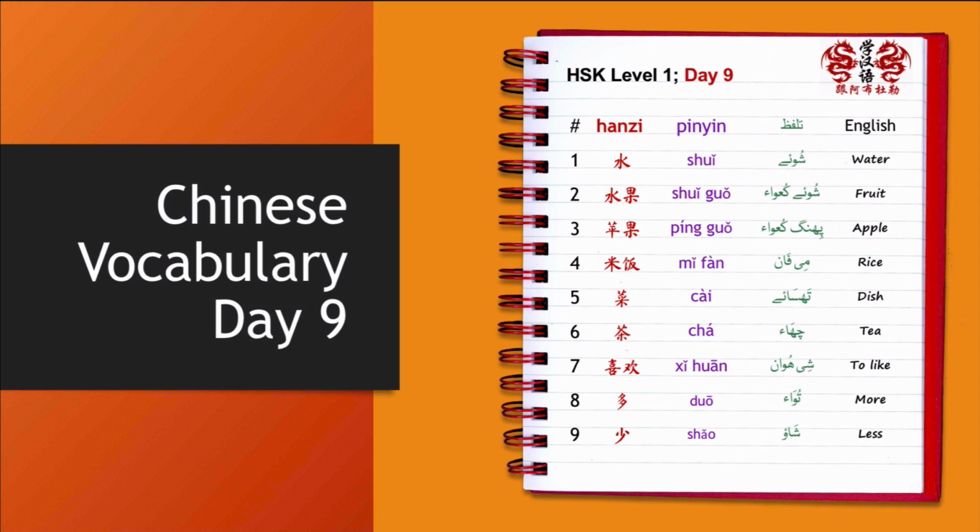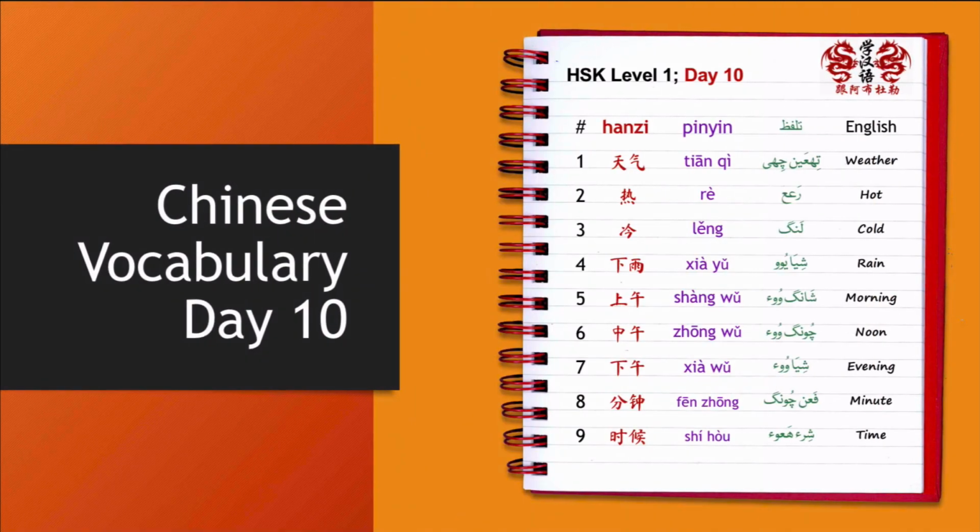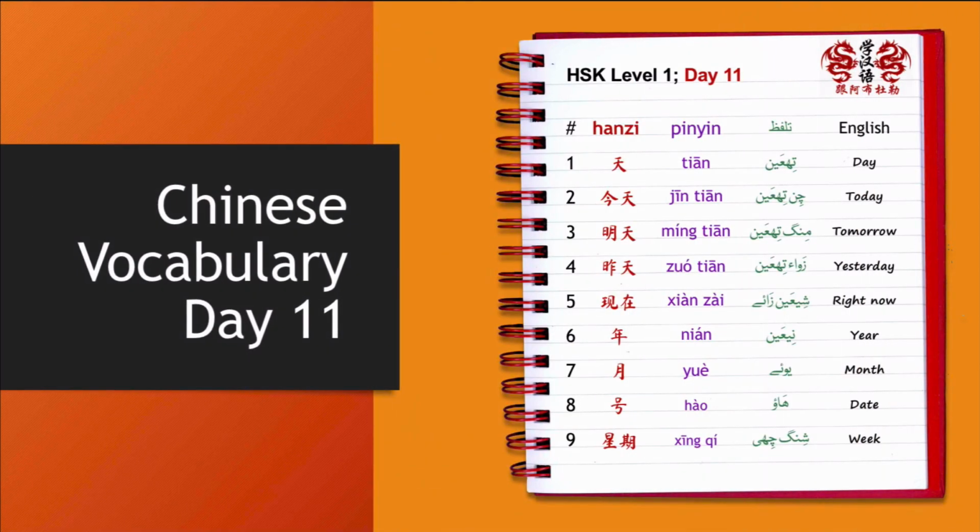Day 9. 水果、苹果、米饭、菜、茶、喜欢、多、少。Day 10. 天气，热、冷、下雨、上午、中午、下午、分钟、时候。Day 11. 天，今天、明天、昨天、现在、年、月、号、星期。And now we are at today's work.